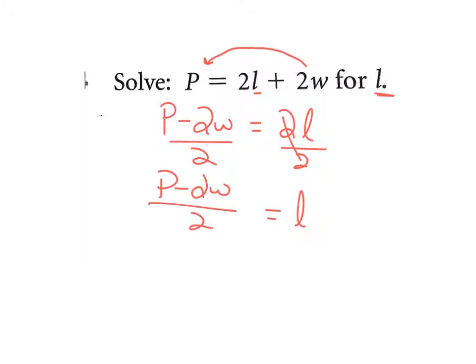And what that tells me is if I ever need the length of a rectangle and I know the perimeter and the width, I can do that right there. Here's what the length equals. The perimeter minus 2 times the width, all divided by 2. And I can find the length anytime I wanted to.